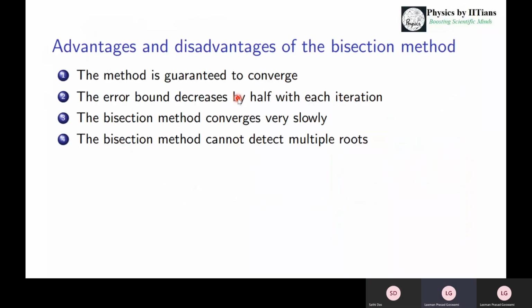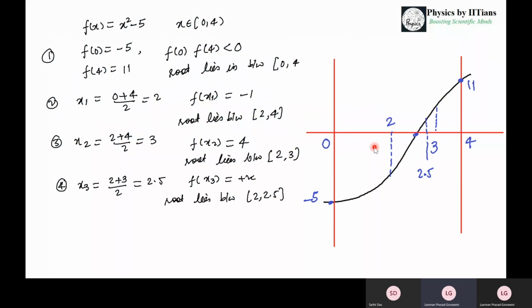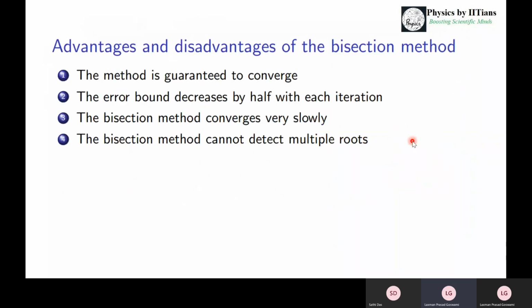Okay. Now, there are certain advantages and certain disadvantages of this bisection method. First, the method is guaranteed to converge. It means that at a certain point, it will converge. As we have seen, we are continuously coming near to the point. First of all, we were very far from this middle point. Then after the first iteration, we came to this region. Then in the second iteration, we came to this region. We are continuously coming towards the point, so we are continuously converging. So this process certainly gives an answer. This is one advantage of this method.